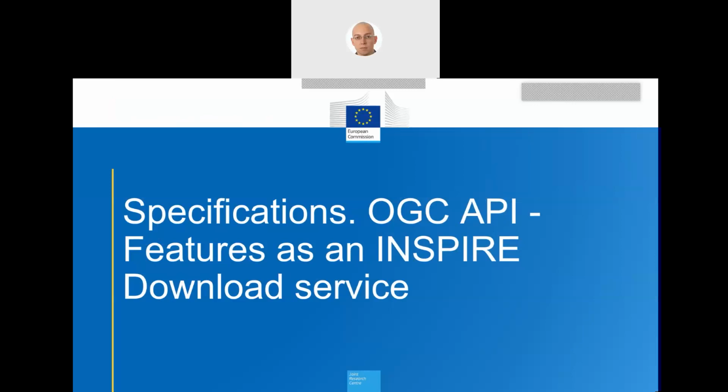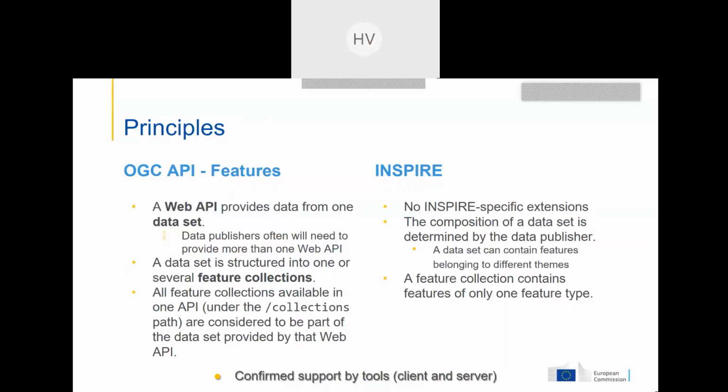Yes, if you please move to the next slide with the principles. Thank you. So I would like to start with highlighting some of the main principles. On the one side, there are some principles from the OGC API Features spec. That is that one web API provides data from one data set, and that data set is then structured into one or more feature collections. All those feature collections that are available under the collections path are considered to be a part of the data set provided by that web API.